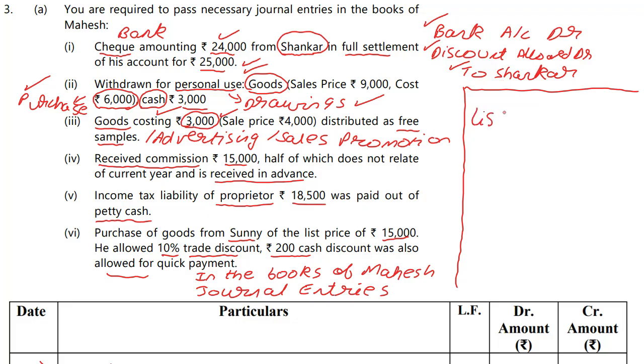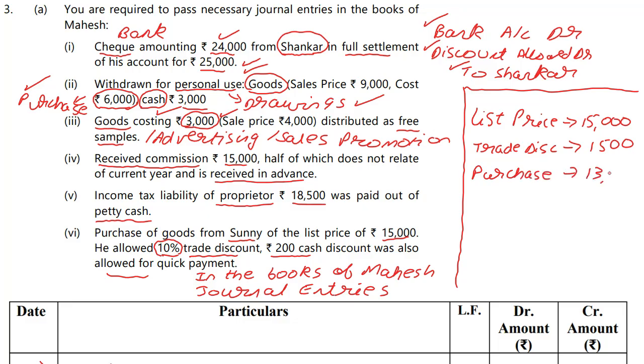If the list price is 15,000 and we have a trade discount at a rate of 10%, that means 1,500. So the amount that you're going to debit to the purchase account is going to be the difference, which is 13,500. Then they're saying that 200 cash discount, and this time we are making the payment, we're getting a discount, so it's going to be discount received.